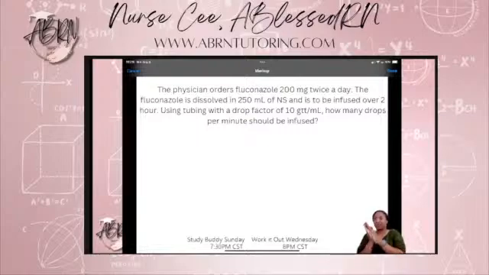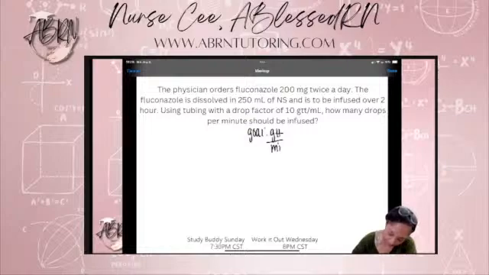All right. The physician orders fluconazole 200 milligrams twice a day. The fluconazole is dissolved in 250 milliliters of normal saline. It is to be infused over 2 hours, using tubing with a drop factor of 10 drops per milliliter. How many drops per minute should be infused? Okay, so what are we looking for? Drops per minute, right? So, what kind of medicine is fluconazole?